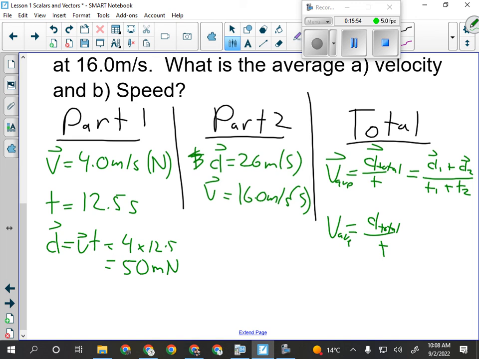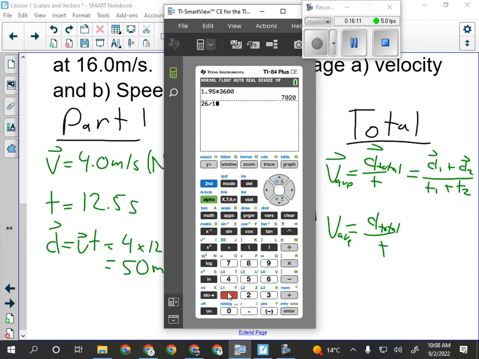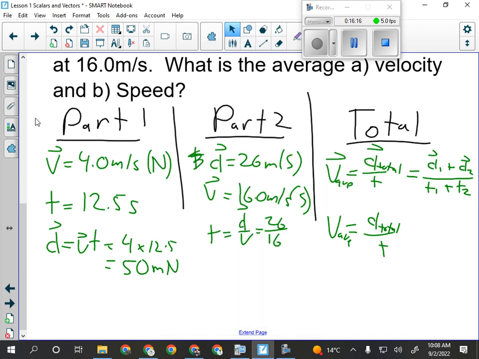Okay, now I've got the displacement for part 1. Do I have to do something similar for part 2? What do I have to find for part 2? The time, yeah. Okay, so I just go t equals d over v. Okay, and I'll get 26 divided by 16. That one I'm not going to do in my head. All right, so 1.625 seconds for that part. Okay, I've got the time for part 1, the time for part 2, the displacement for part 1, the displacement for part 2.